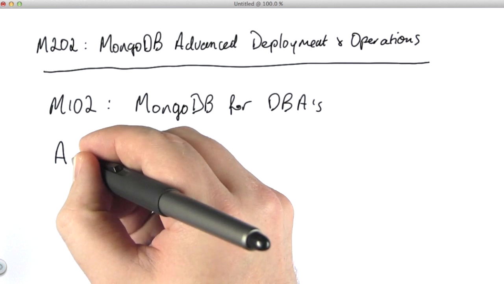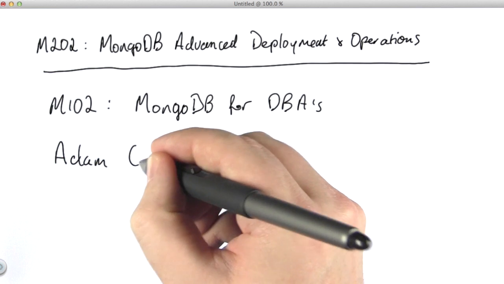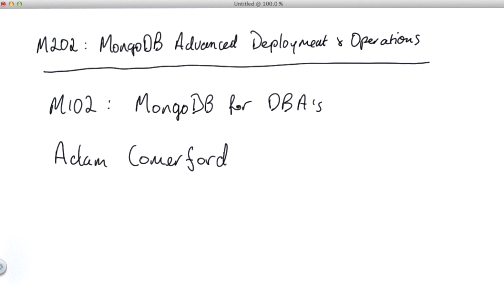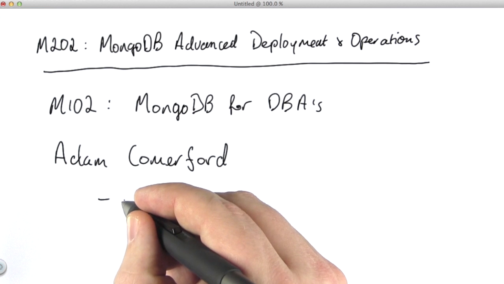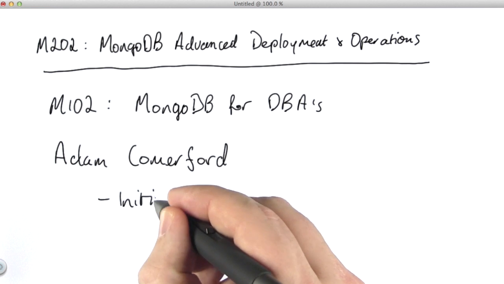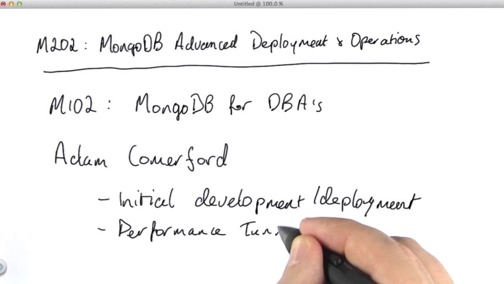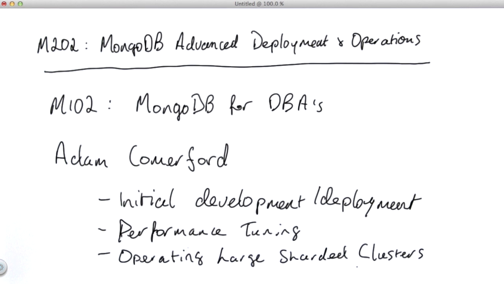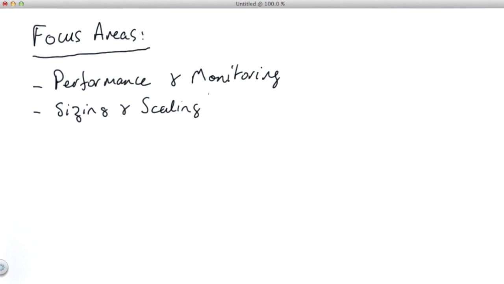My name is Adam Comerford, and for the last 2 years I've been working as the EMEA Technical Services Manager, supporting and helping MongoDB customers around the world run, maintain, fix, and deploy their various MongoDB implementations. That work has included everything from initial development and deployment of a MongoDB implementation, through the performance tuning necessary to keep that running, all the way up to operating large sharded clusters for some of the biggest MongoDB implementations that we have. Well, the focus of this course will be running MongoDB in production.